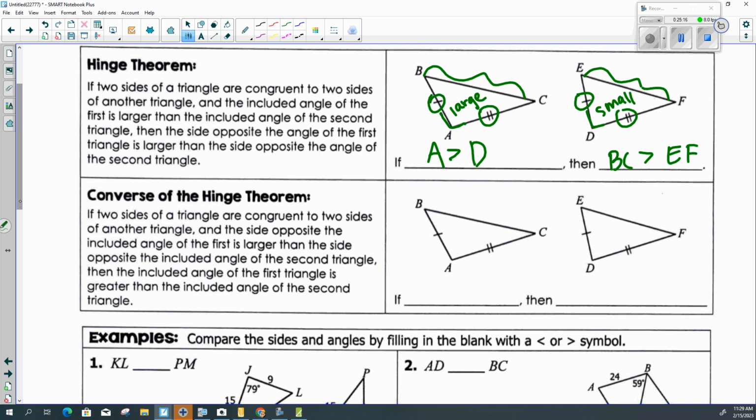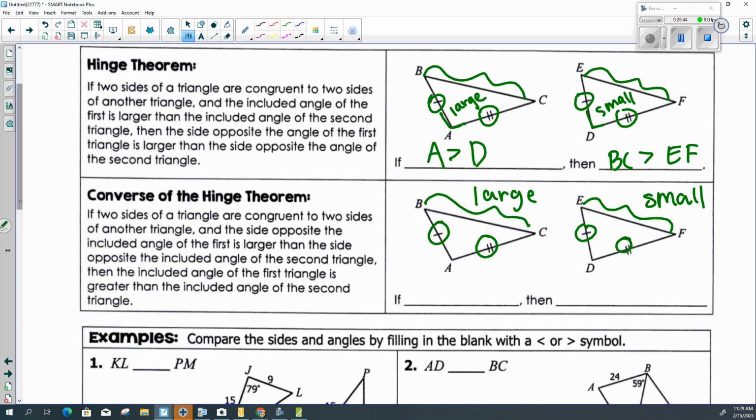There is a converse of the hinge theorem. Ian, will you read that to us? If two sides of a triangle are congruent to two sides of another triangle, then the side opposite the included angle of the first is larger than the side opposite the included angle of the second triangle. And the included angle of the first triangle is greater than the included angle of the second triangle.